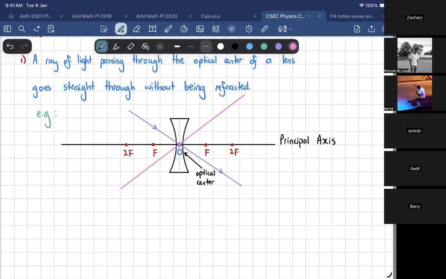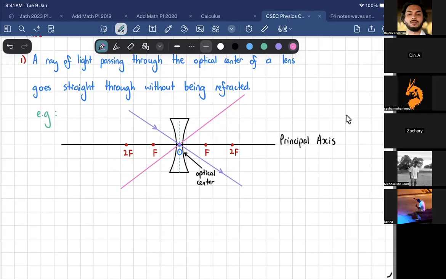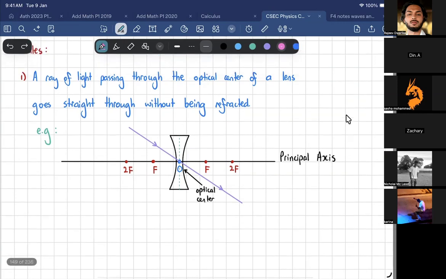Amira, Adil, Drew, Nikolai, Zachary, Danelle, Sasha, do you understand that? Once the line passes through the center, it'll go straight through. It wouldn't diverge or converge or anything. It's just gonna go straight through. Let me know if you understand that. Yes, sir. All right, let's move on to the second rule.